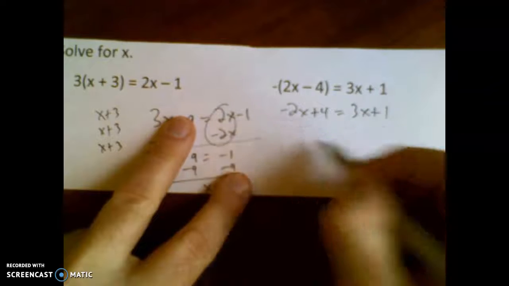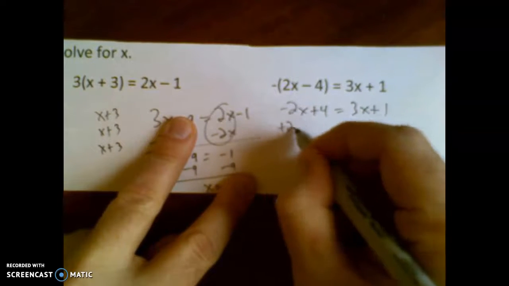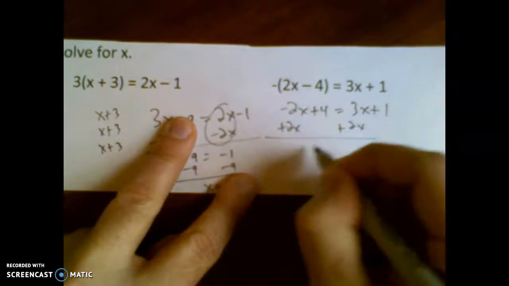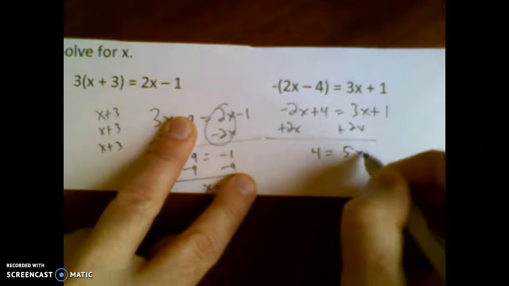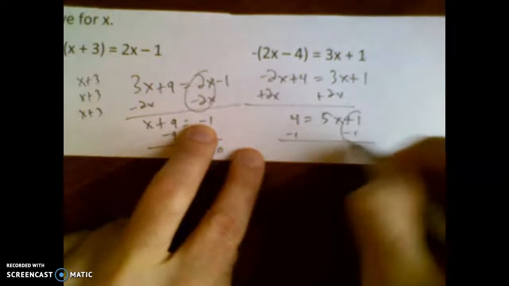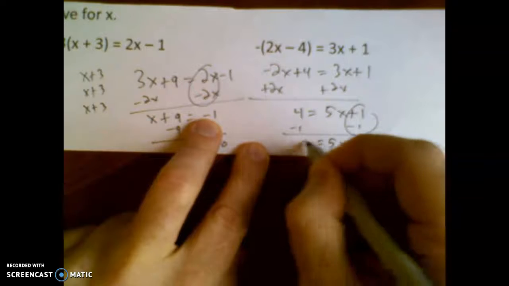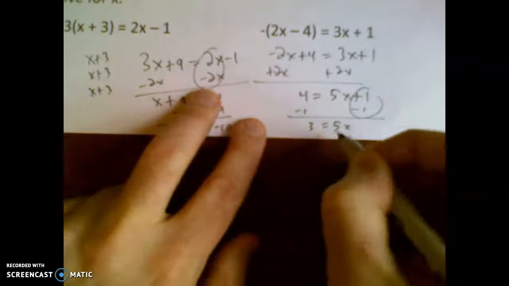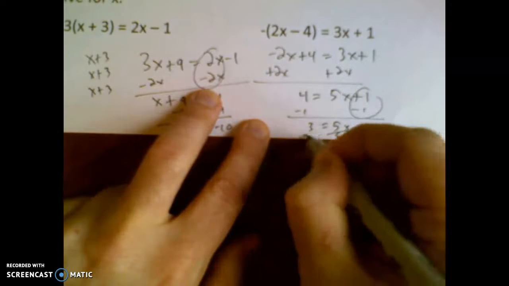And same process, add 2 x's to both sides. That will give me 4 equals 5x plus 1. Subtract 1 from both sides. That will give me 5x equals 3. And your last step, divide both sides by 5. So x equals 3/5.